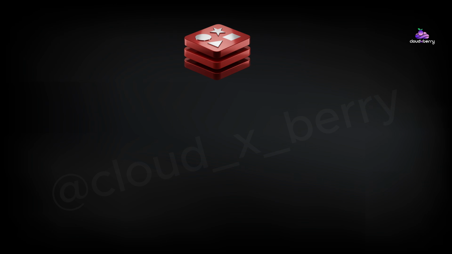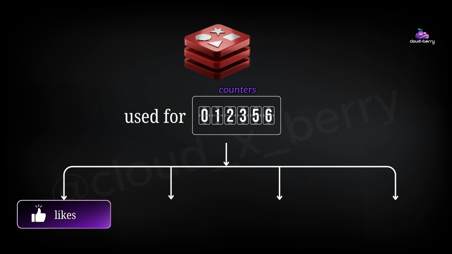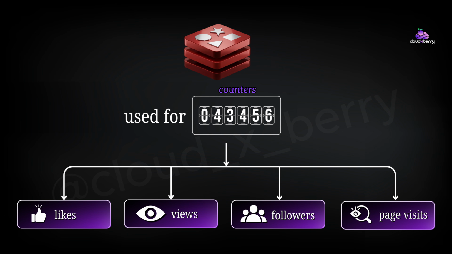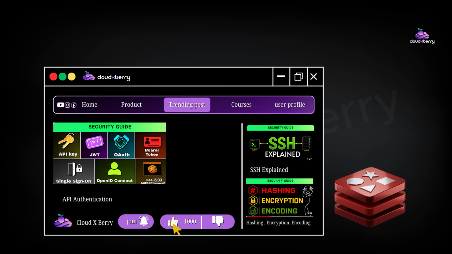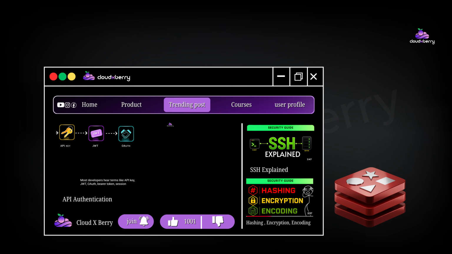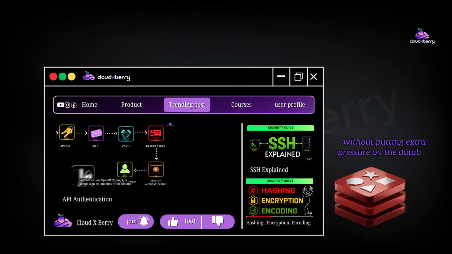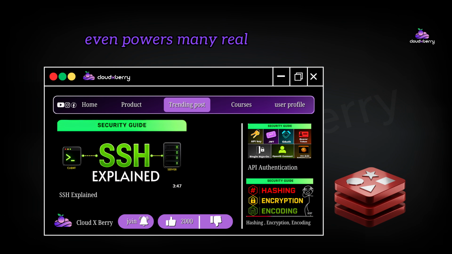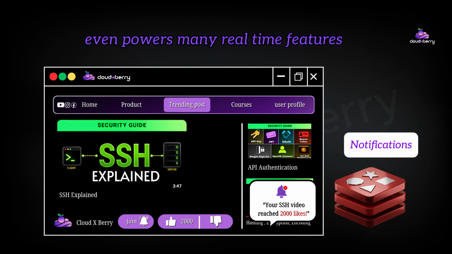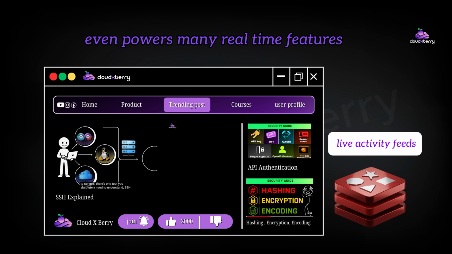It is also commonly used for counters, such as likes, views, followers, and page visits. Every time someone clicks a like button or watches a video, Redis can quickly update those numbers without putting extra pressure on the database. Redis even powers many real-time features, such as notifications, chat systems, and live activity feeds.